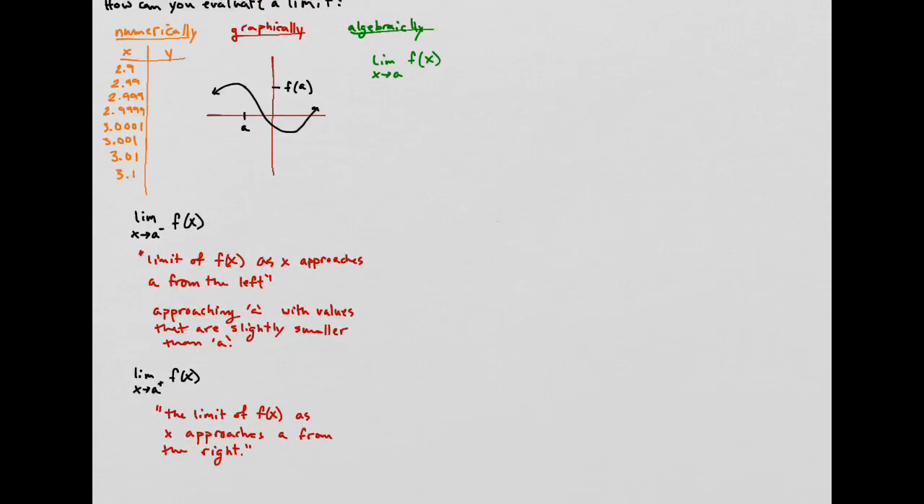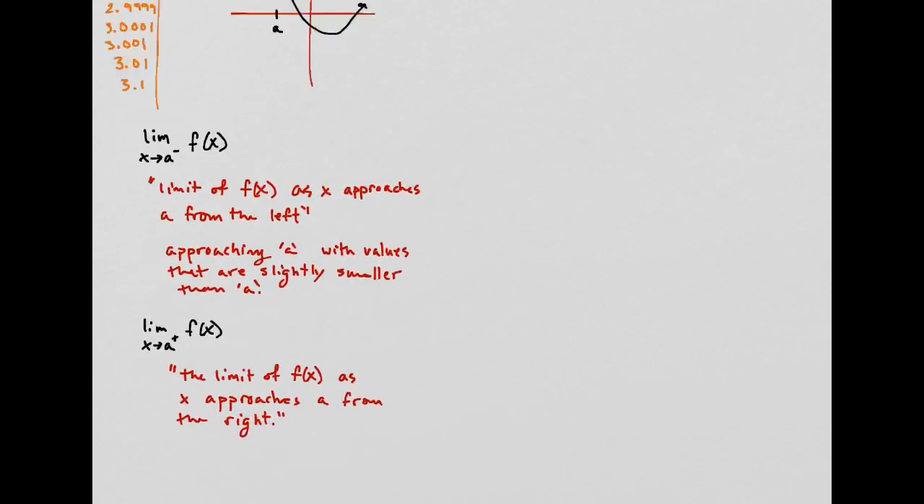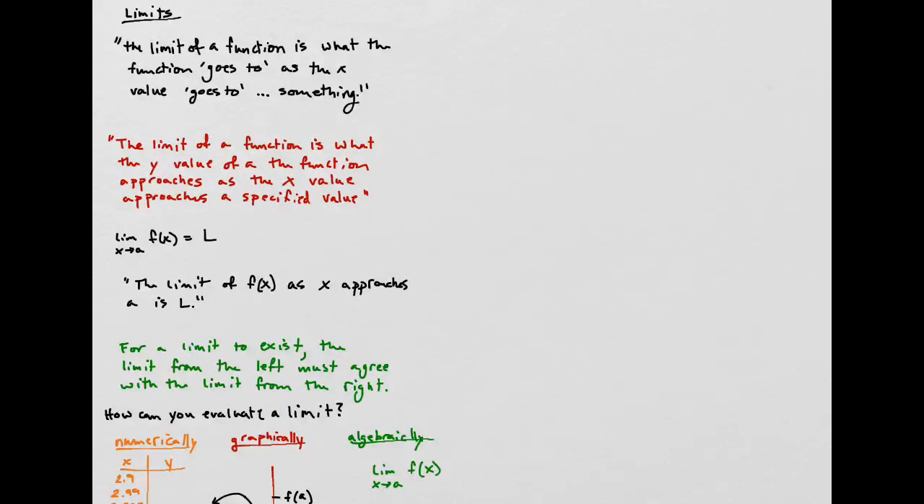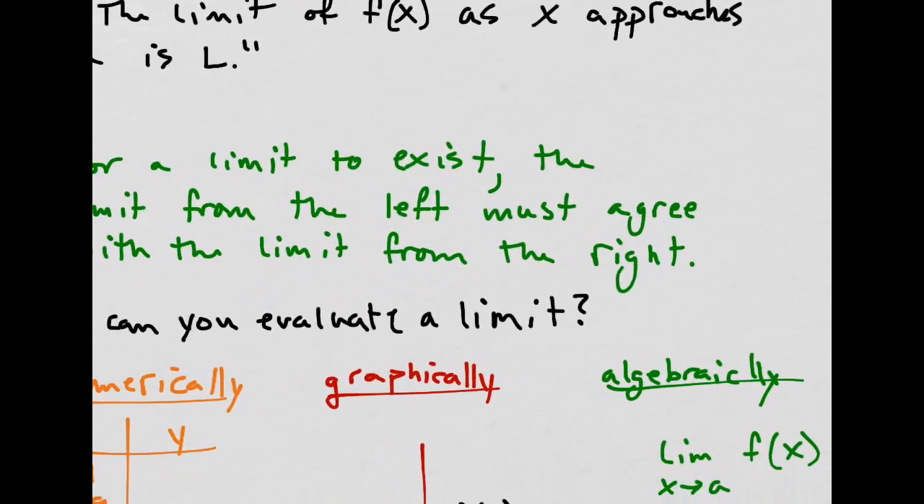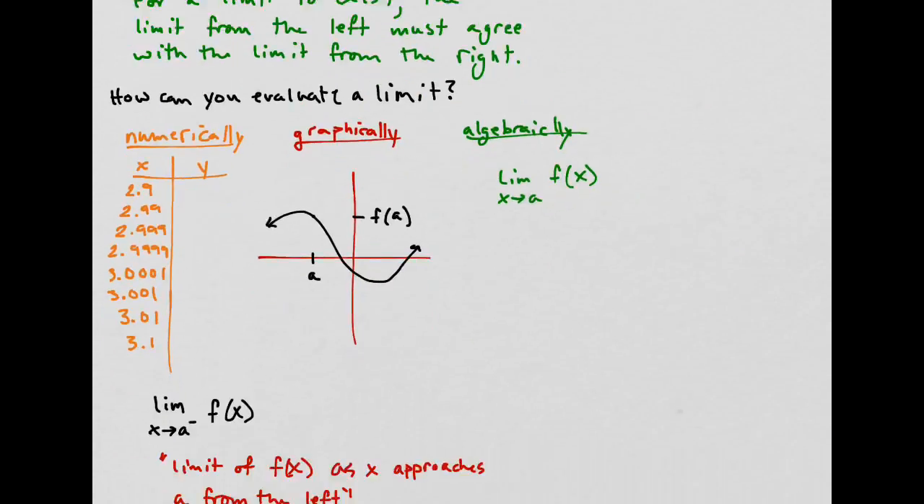Those are the notations. For a limit to exist, did I already write that? For a limit to exist, the left and right must agree. Yeah, I wrote that down already.